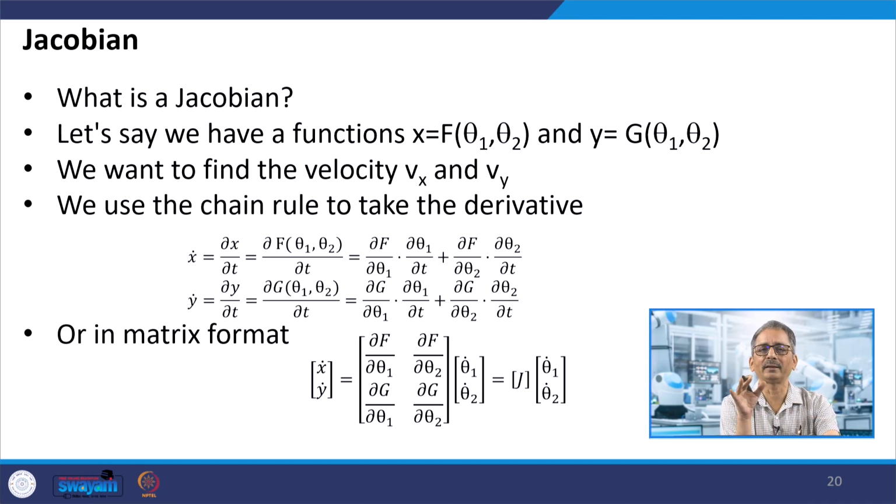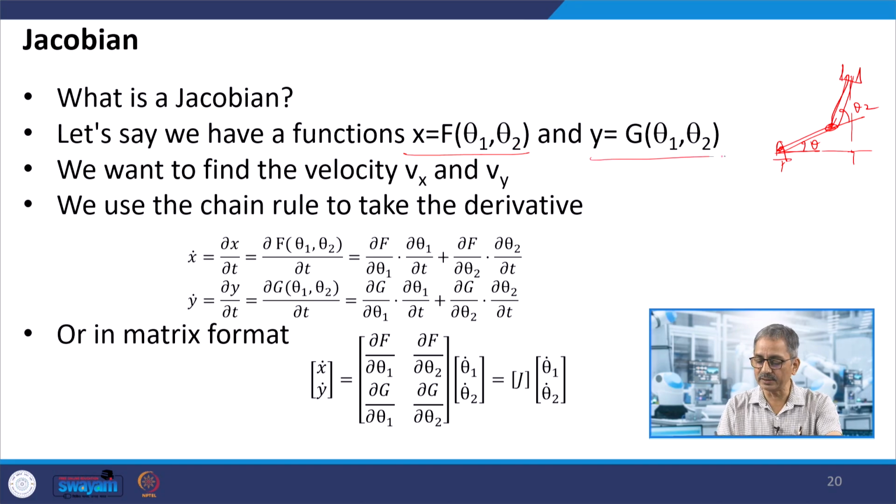Say I am talking about a planar manipulator, like this. Say this angle is theta 1 and this angle is theta 2. So its tip position is going to be a function of what? x is going to be a function of theta 1 and theta 2. Likewise, y is going to be some function, say g, of theta 1 and theta 2. Suppose we have to find out the velocity in the x and y directions, then how can we do that?